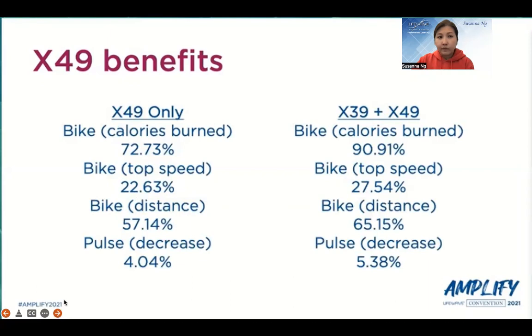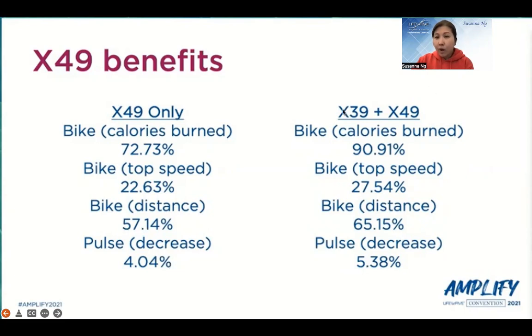And for the X49 benefits, we also used it for the push, and you can see that from only using X49, the result: the calorie burn is 72.73%, and the bike top speed is a 22.63% increase, and the bike distance can also increase by 57.14%, and the pulse also decreased by 4%.